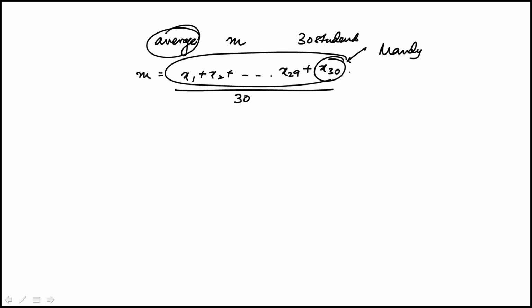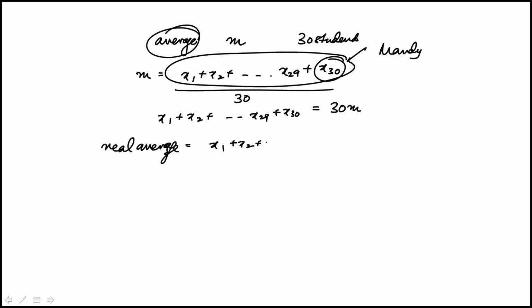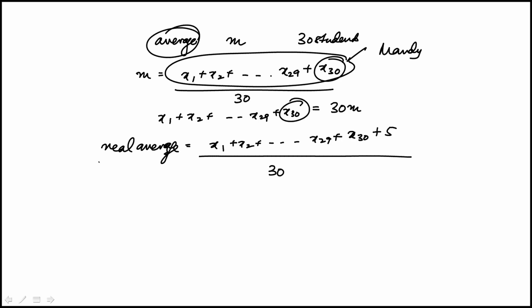So the sum of the scores of all 30 students is 30 times M. Now we're told that Mandy found that her test should have been scored 5 points higher, which means the real, or corrected, average would be X1 plus X2, meaning all 29 students, their scores are the same. Mandy's is 5 more than earlier. And then you again divide this by 30. So that's the corrected average.